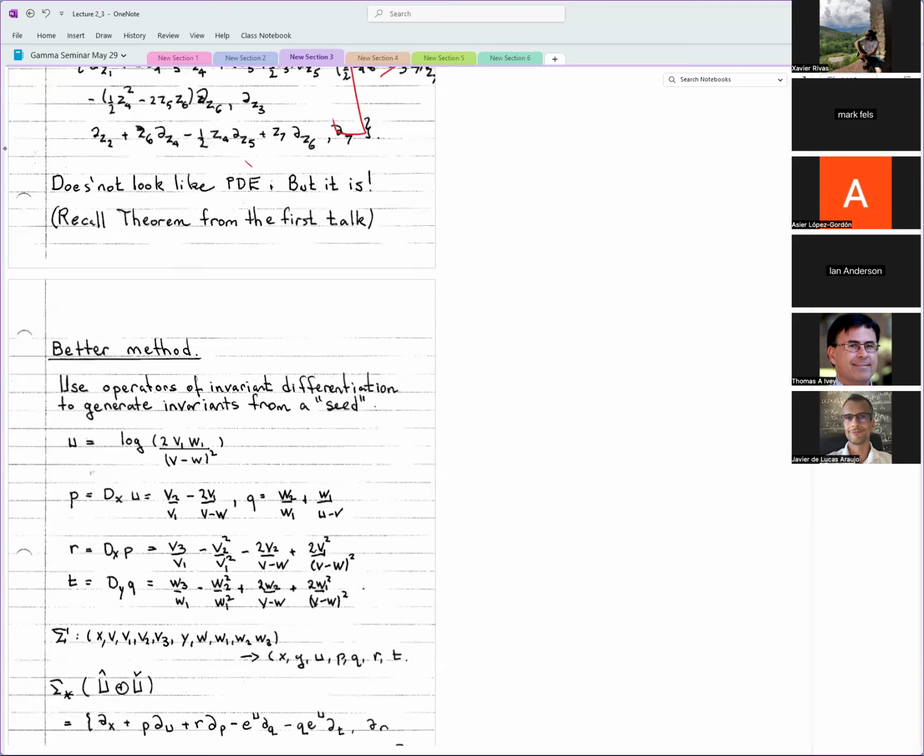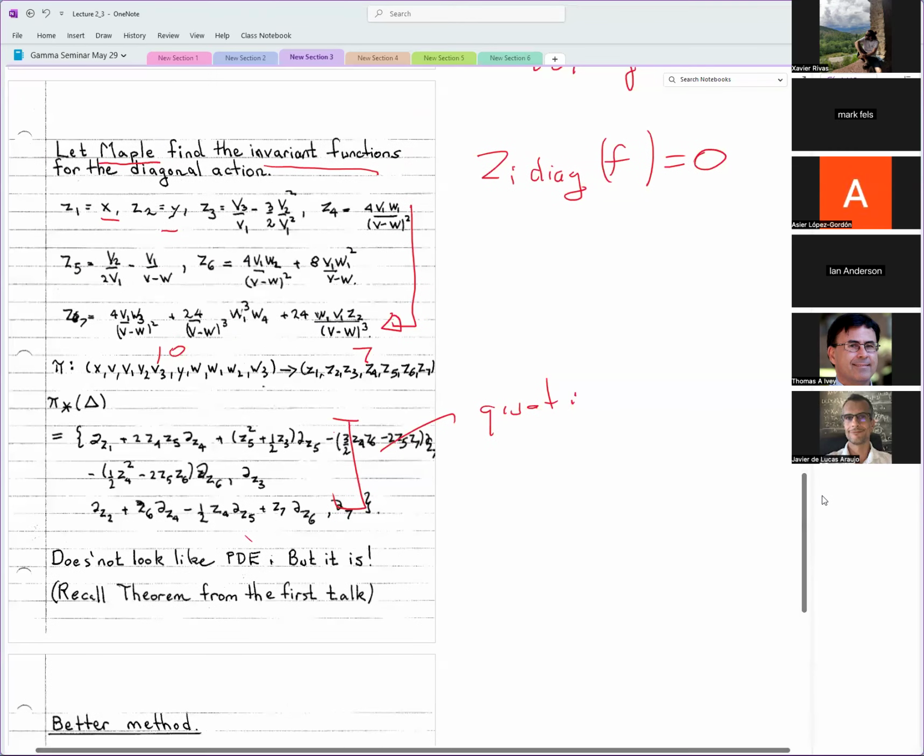Operators of invariant differentiation have the property that if you apply them to an invariant function, you get another invariant function. And our operators of total differentiation are such operators. If I come back and look at the invariants that Maple spit out, there was one right here, which was first order. This is a second order. This involves 2 derivatives. This involves 2 derivatives. This involves 3 derivatives.